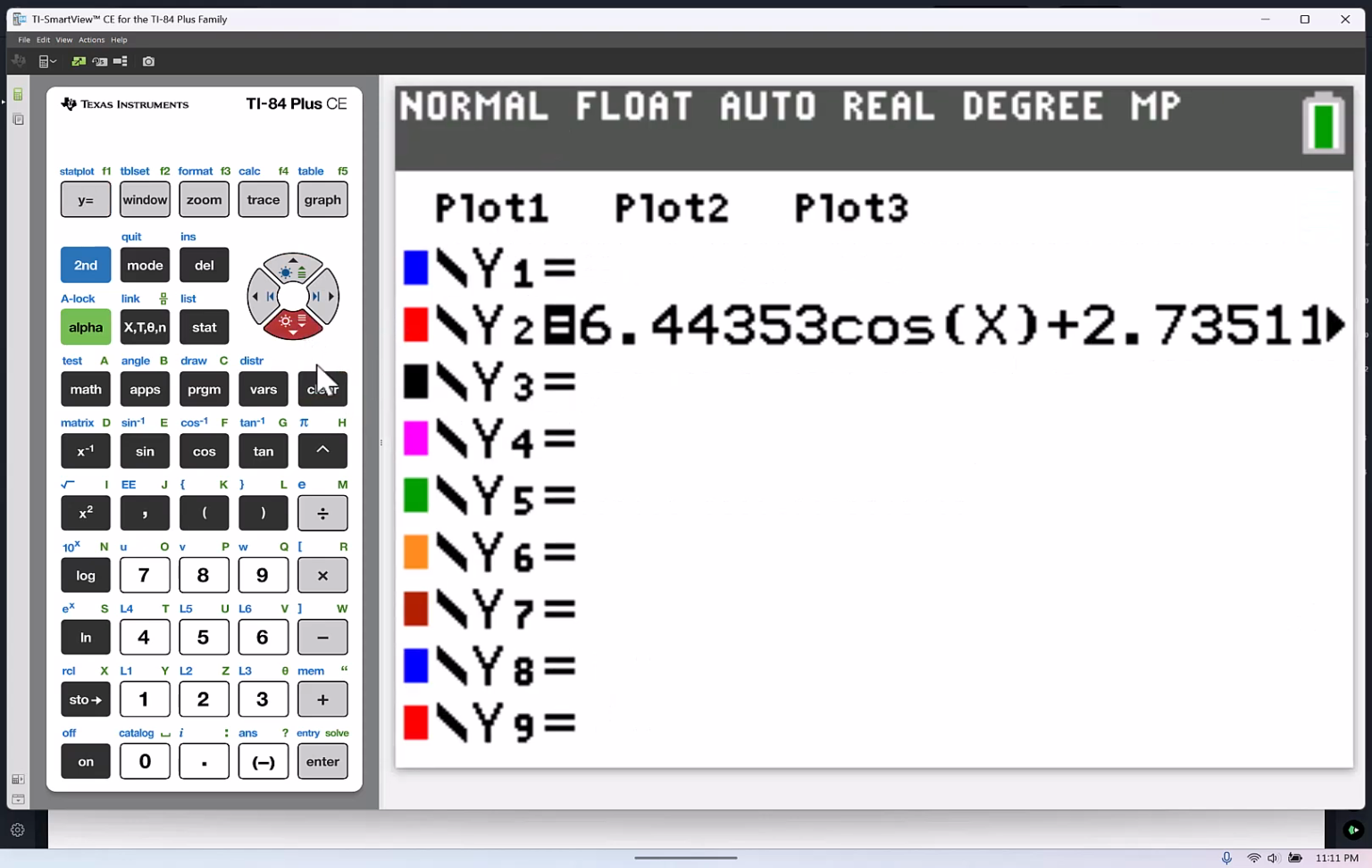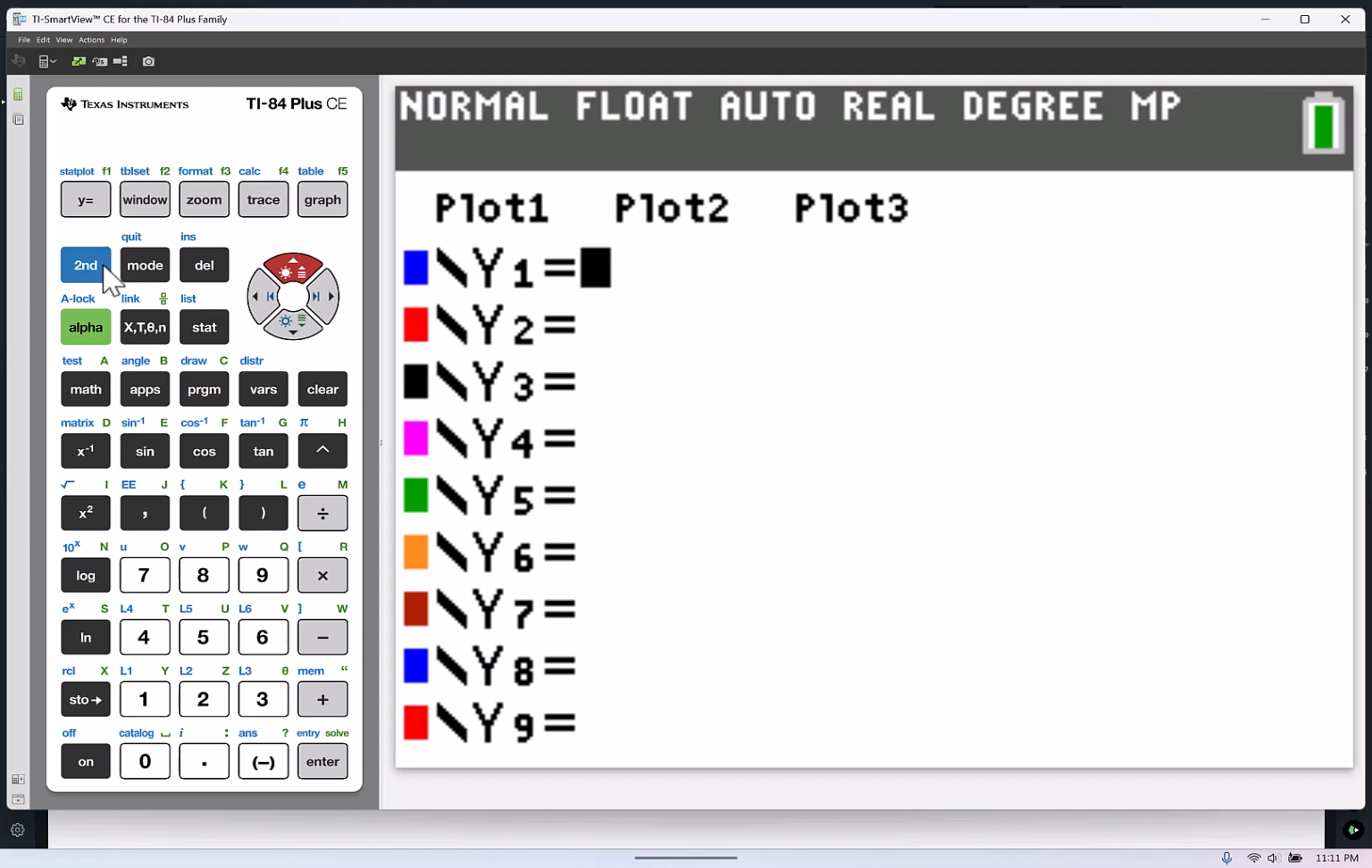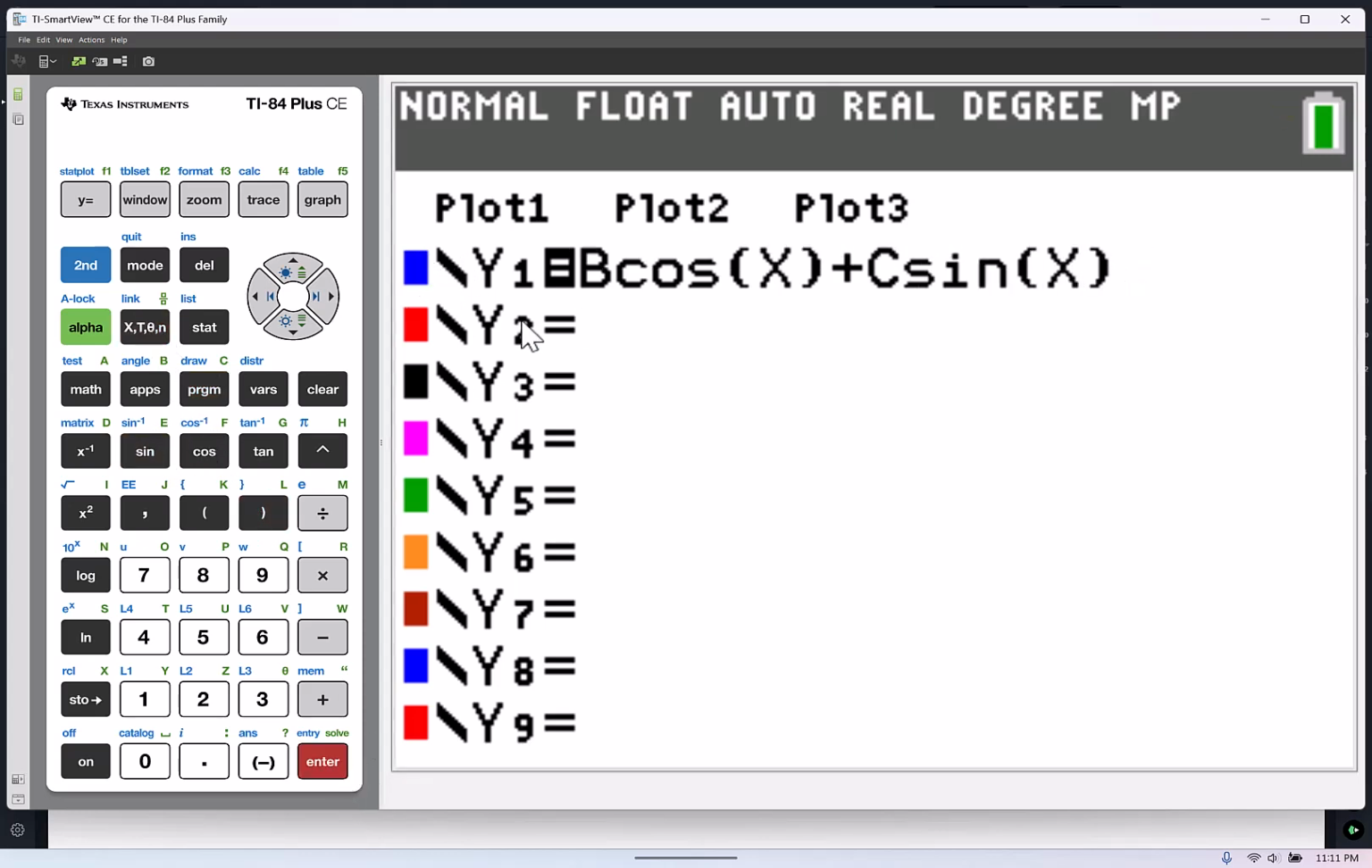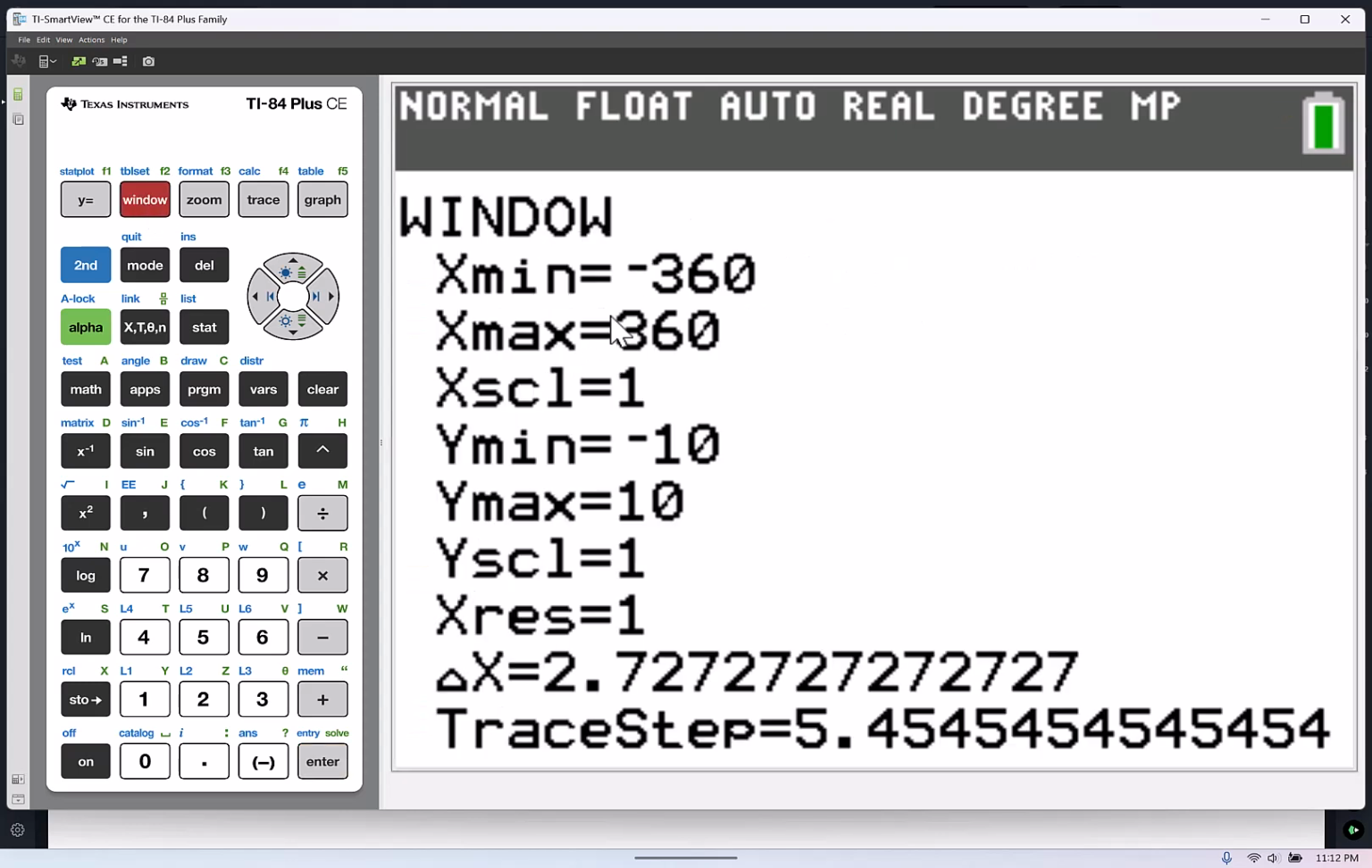Oh, that's from the other problem, the last problem that we did. All right, so I'm going to go alpha b cosine x plus alpha c sine x. That's the original. Notice it's in blue. And I'm going to type in my new equation here, 4 cosine x minus 15 degrees. And I'm going to make sure that I'm between negative 360 and 360. Yep.